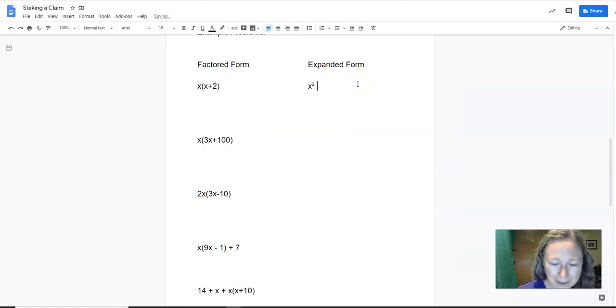X squared plus, and then 2 times x is 2x. Notice that x times x is not 2x. X plus x is 2x. X times x is x squared. It's a different notation. If you add it to itself, there's two of them. If you multiply it by itself, it's squared. Okay, in this example, maybe try it yourself before I help you out with it.